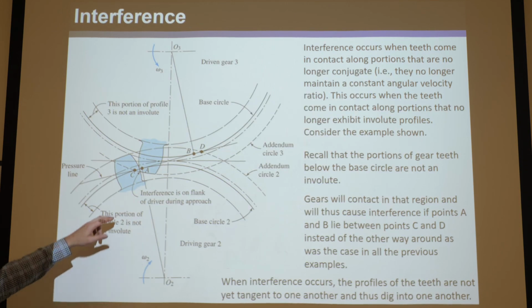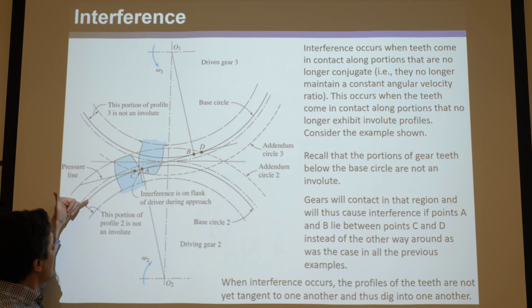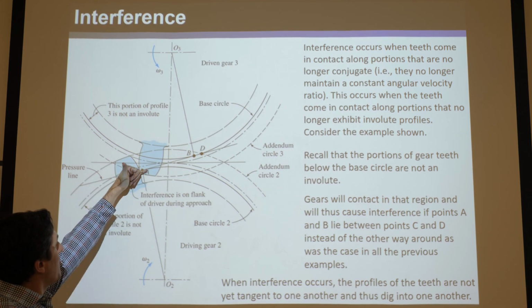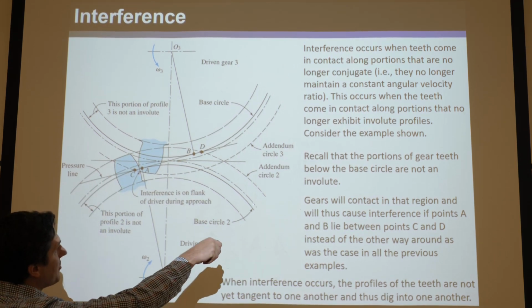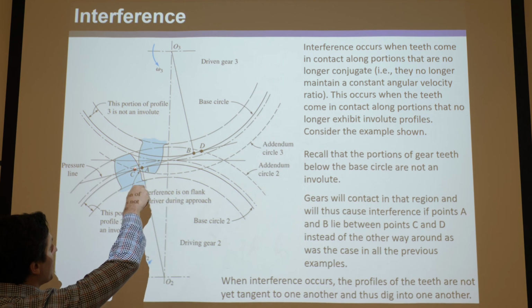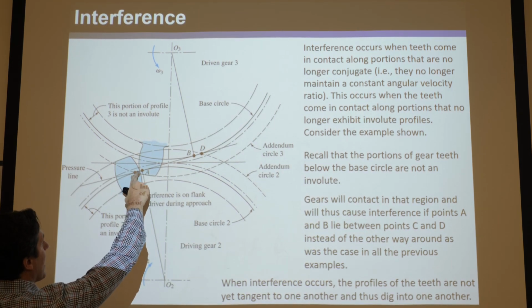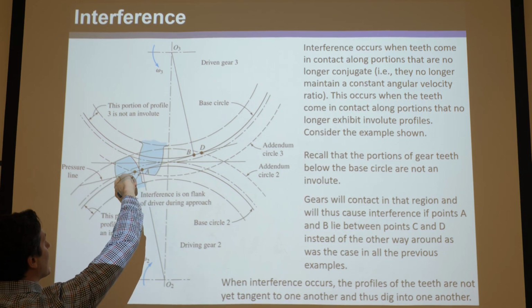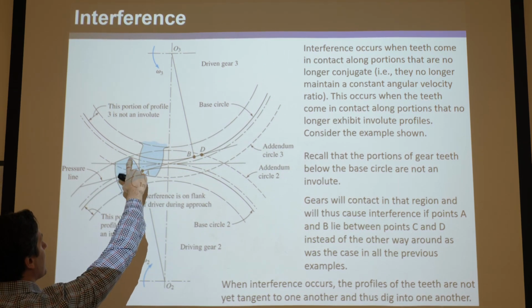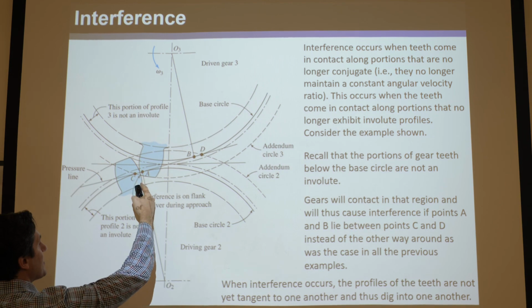So for instance, remember this is the base circle, from which see base circle 2. That's the base circle, this dark black line, that is tangent to the line of action at A. So you can know that only above this are the involute profiles. Below this is not involute.